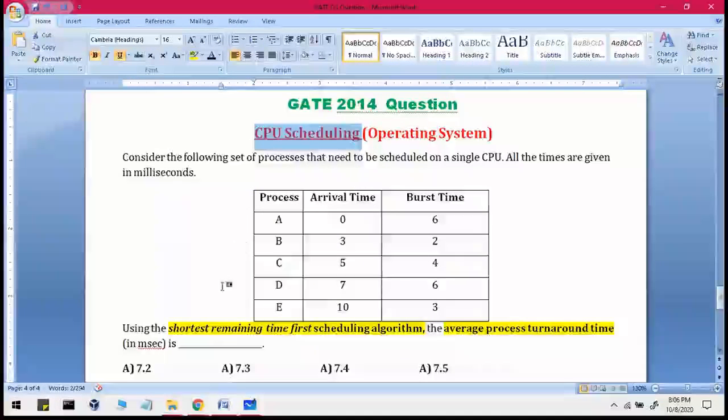The algorithm that we need to apply here is shortest remaining time first scheduling, and it is based on SJF. SJF has two versions: preemptive SJF and non-preemptive SJF. Here the version that we have to do is preemptive SJF, where we have to bring that process into the CPU which will take less time to execute. Finally, we have to find out the average process turnaround time. These are the 4 options, out of which one is correct. So now let's solve the question.